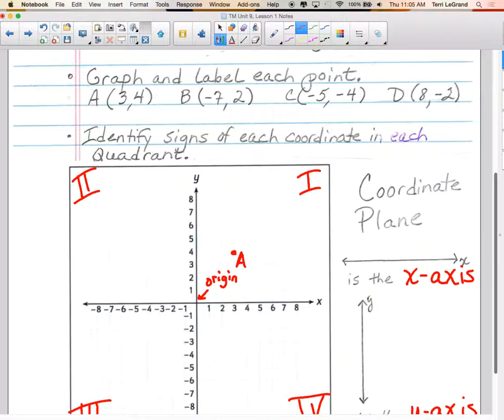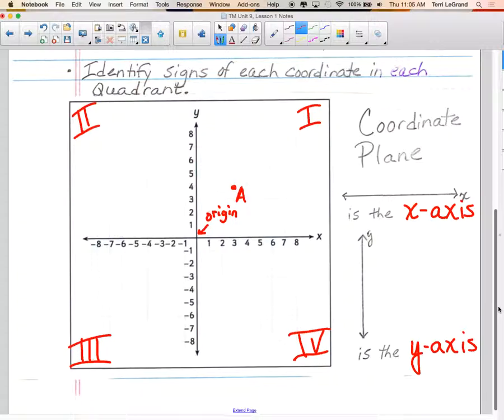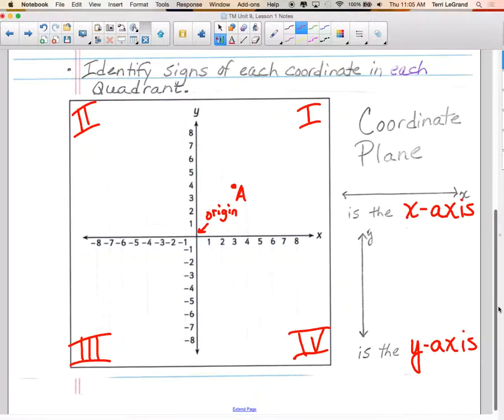Okay. How about point B? How would we get to that one? Back to the origin again. What do we do? What does that -7 mean? What does -7 mean in that ordered pair? Go to the origin and do what? Go left 7, and what does the 2 mean? Go up 2. So we're going to go 7 over to the left, follow along, and we're going to go up 2 on the graph, and we're going to label that one B.